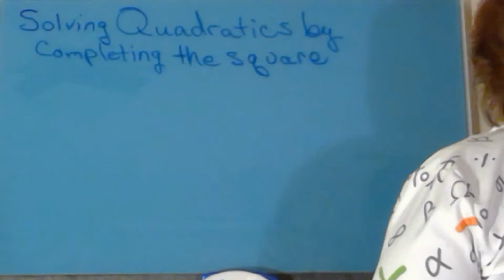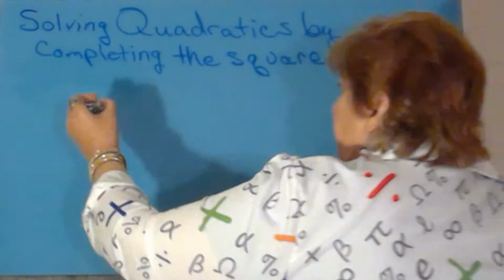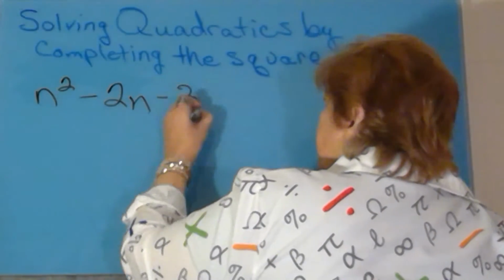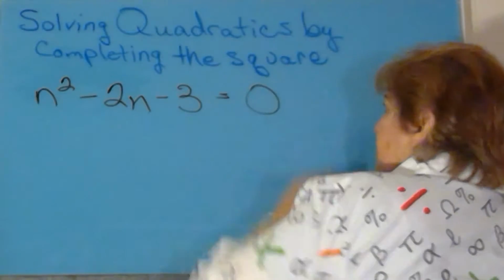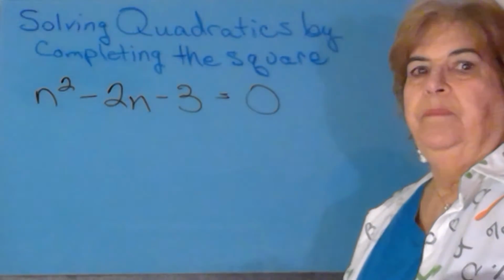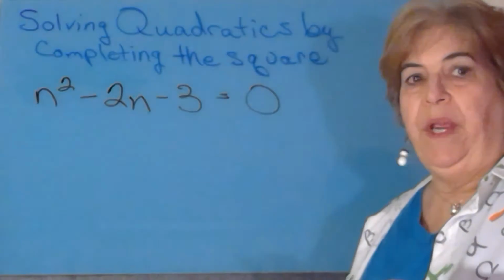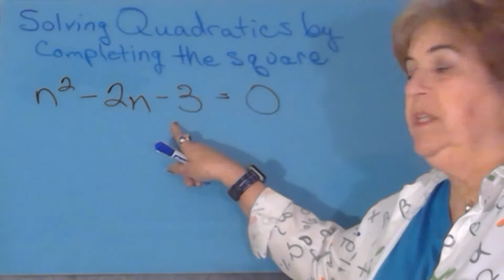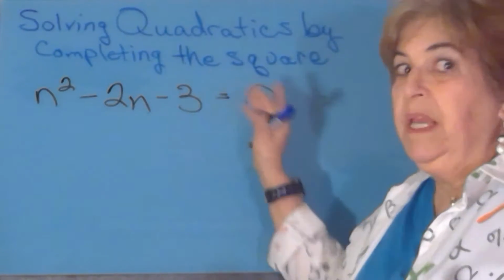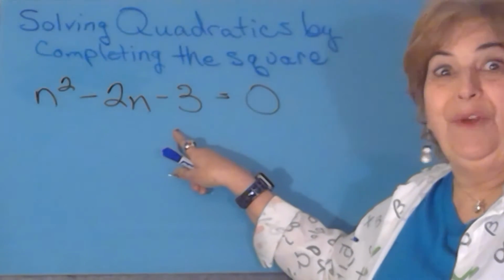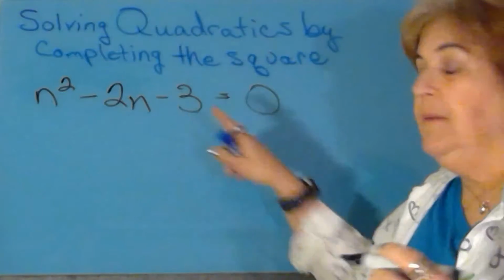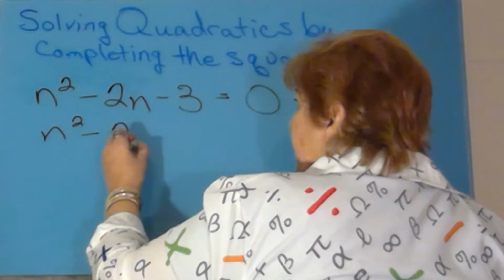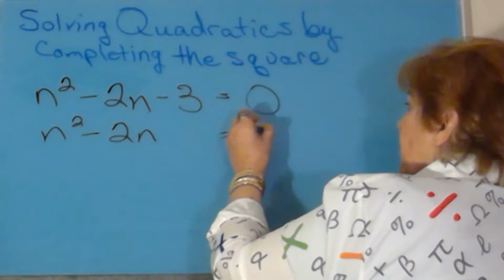For this next problem, we have n squared minus 2n minus 3 equals 0. Now remember, if we're completing the square, we need to take the constant, the 3, to the other side. We can't just take it there. We have to do it mathematically, so we will add 3 to both sides. And when we do that, that will give me n squared minus 2n equals 3.